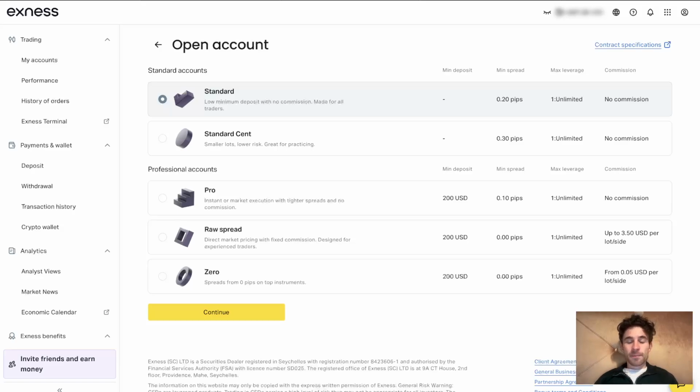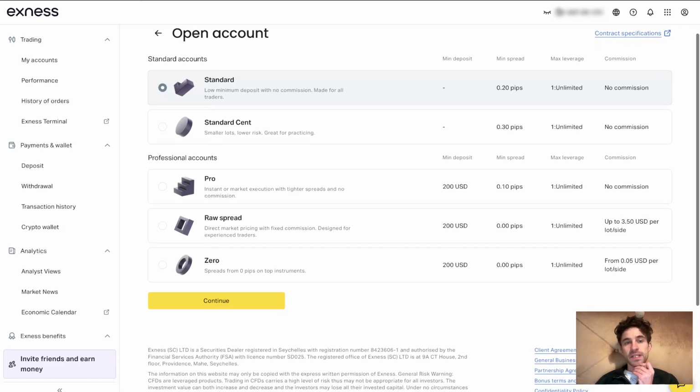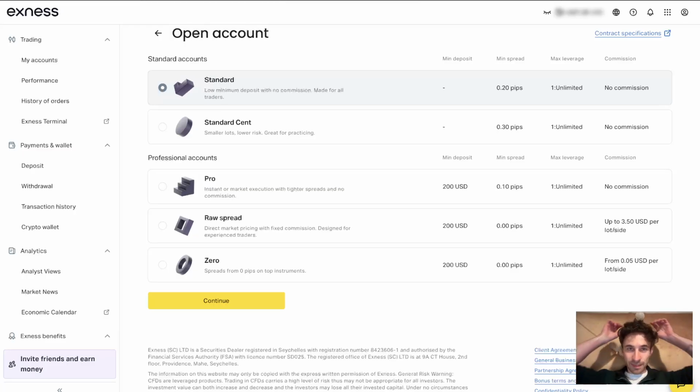Now, this is where people get confused, and this is something that I want to touch on. A tighter spread does not necessarily mean lower cost. You might look at the pro account right here, with a 0.1 spread, compared to standard with 0.2. This doesn't automatically mean lower cost. If you trade infrequently, commission accounts can actually cost you more because you're paying for precision that you're not really using.